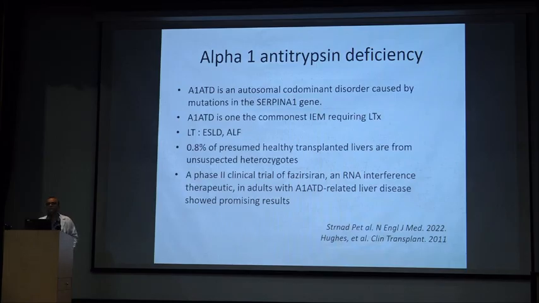But the landscape is again changing. What is important in this disorder is that fazirsiran, an RNA interference therapeutic, in adults with this disorder has shown promising results and may alter the indication for liver transplant in this group of disorders.